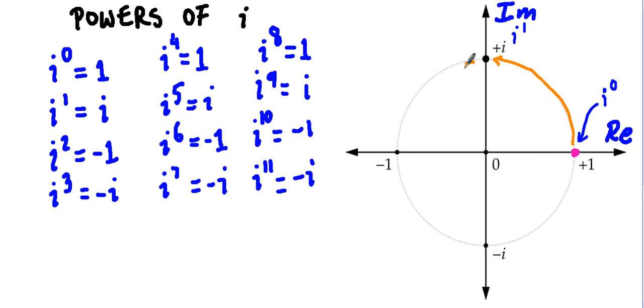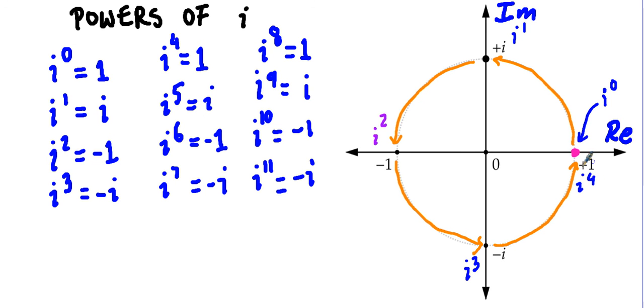Then we continue another quarter turn. This would be i to the second power. Then we continue our third quarter turn. This would be i to the third power, which is -i. And then we finalize, we close the circle back at i to the power of 4, which is +1. So this is our starting point.